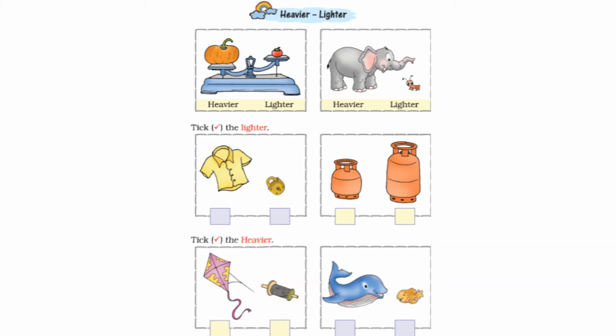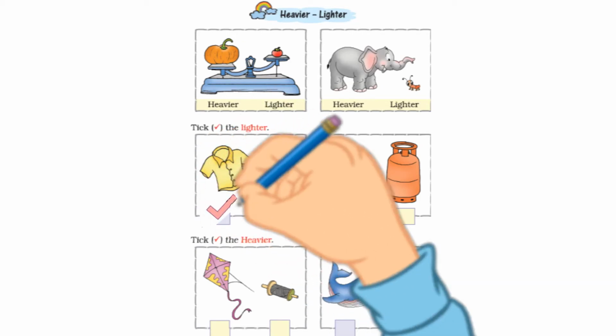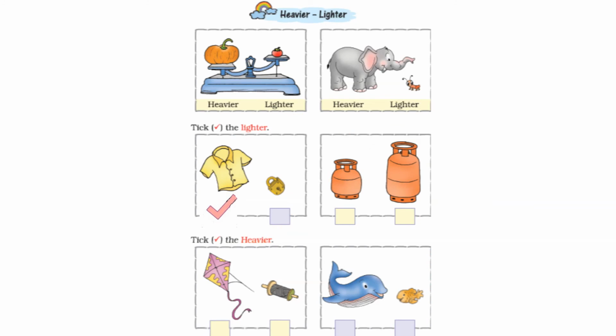So they have shown pictures of a lock and a t-shirt, or a shirt. So which is lighter? Which of the two is lighter? The shirt is lighter, correct. Two cylinders are there. So which is lighter, do you think? The left one is lighter, right.